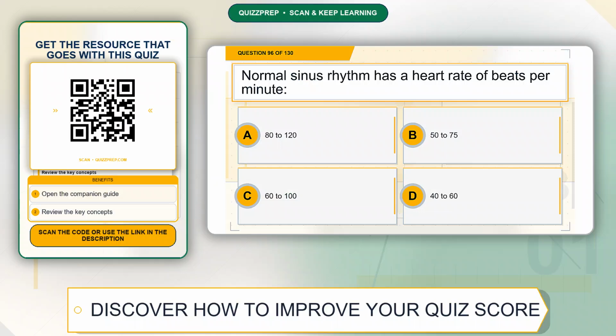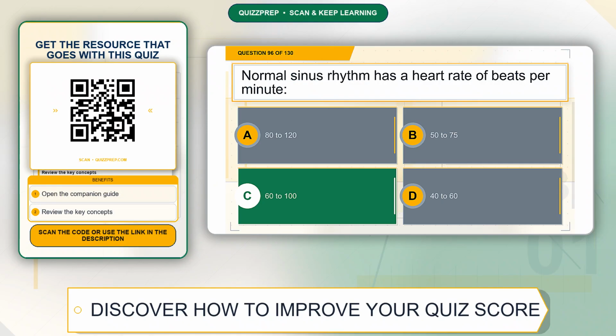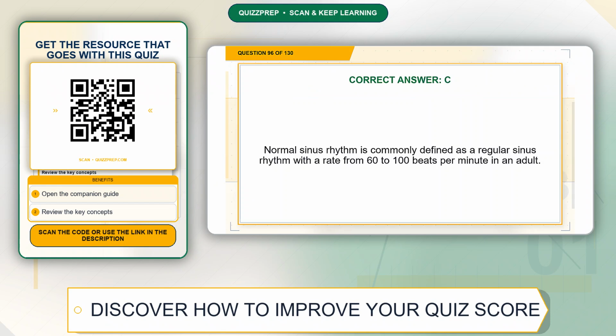Question 96. Normal sinus rhythm has a heart rate of beats per minute. Option A, 80 to 120. Option B, 50 to 75. Option C, 60 to 100. Option D, 40 to 60. The correct answer is option C, 60 to 100. Explanation. Normal sinus rhythm is commonly defined as a regular sinus rhythm with a rate from 60 to 100 beats per minute in an adult.